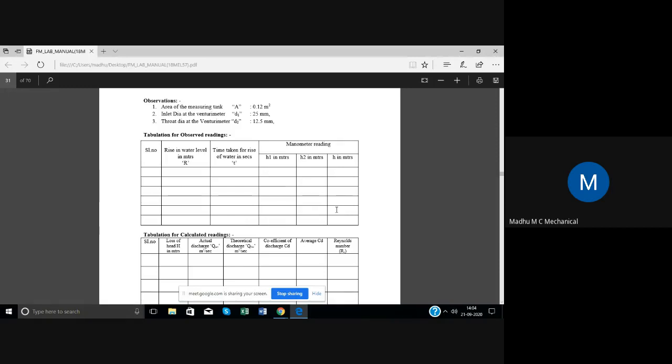Next. Water level, second reading. 10 centimeter or 0.1 meter. Time taken 32 seconds. Then H1 minus 2.5, H2 2.2. So what is H? 4.7. Correct.